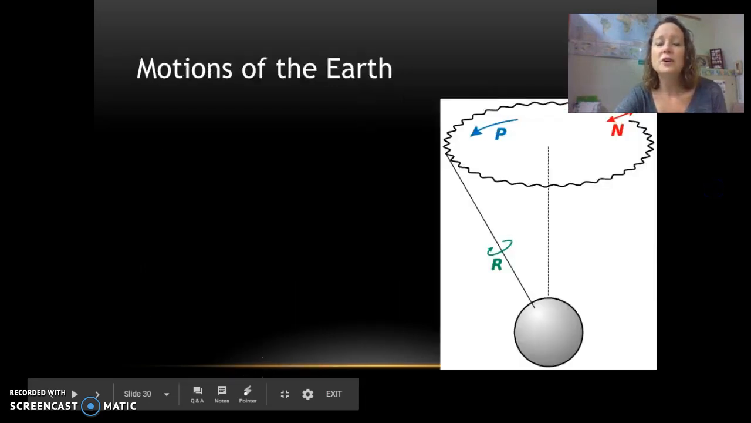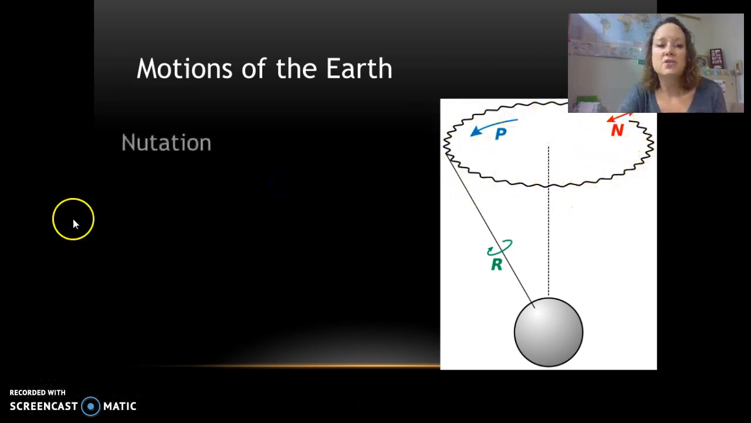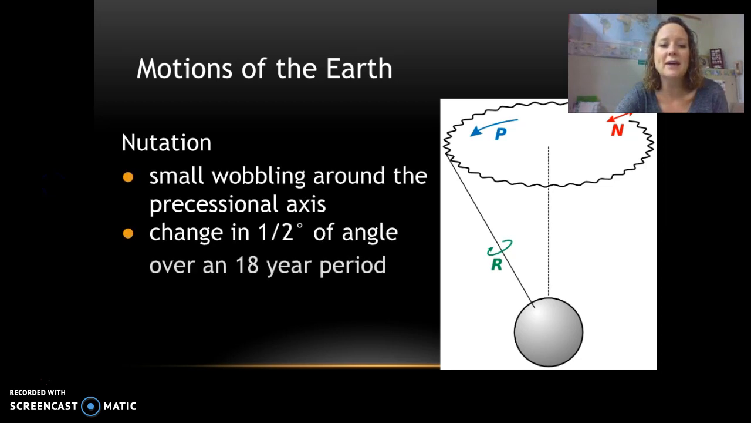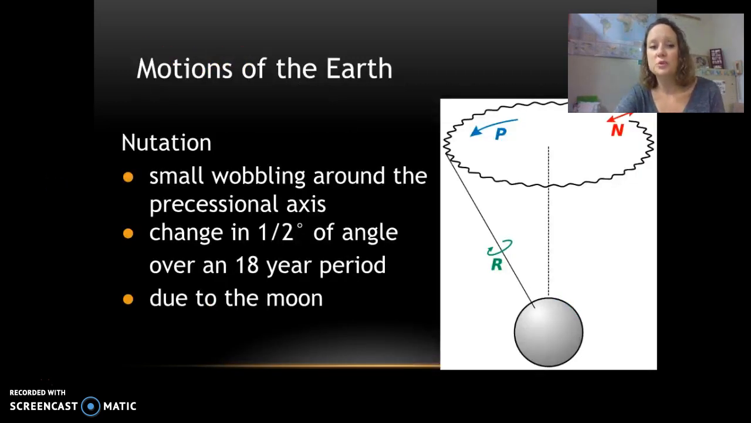All right, while the Earth is moving in that precessional circle, there's also wobbling going on. That is called nutation, and that is due to the pull of the moon's gravity on the Earth. It only changes about a half a degree over an 18-year period. It does have a slight effect on seasons, but again, not enough that you would notice.